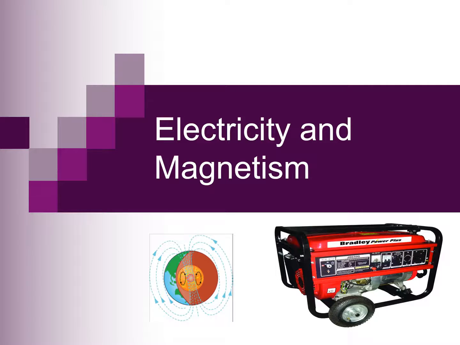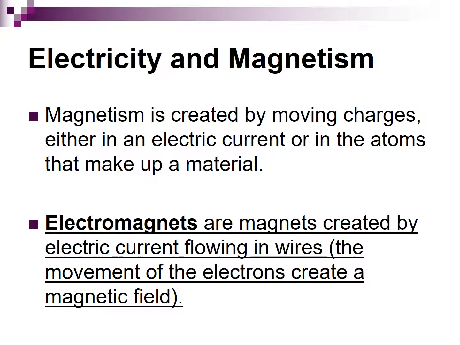Alright guys, the topic for today is electricity and magnetism. Last time we talked a little bit about magnetism with north and south poles, and we figured out that magnetism is created by moving charges. This is through electric current or the atoms that make up that material. This becomes a very important topic when we talk about electromagnets, which are magnets that are created by an electric current flowing in wires.